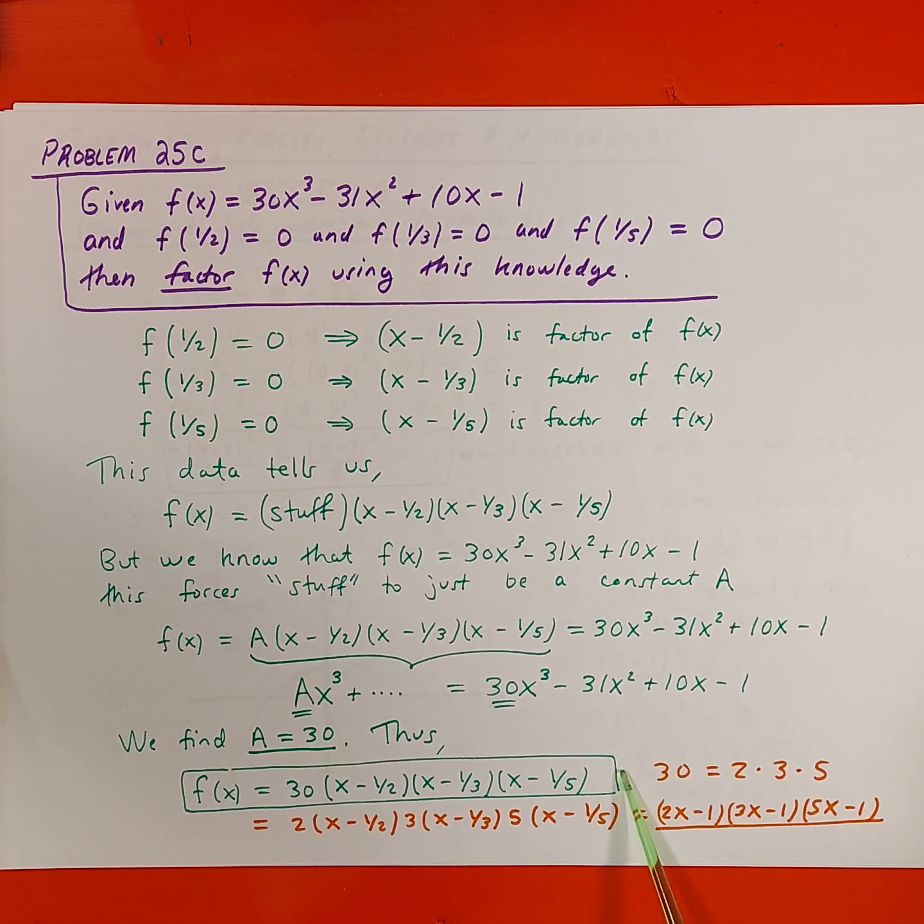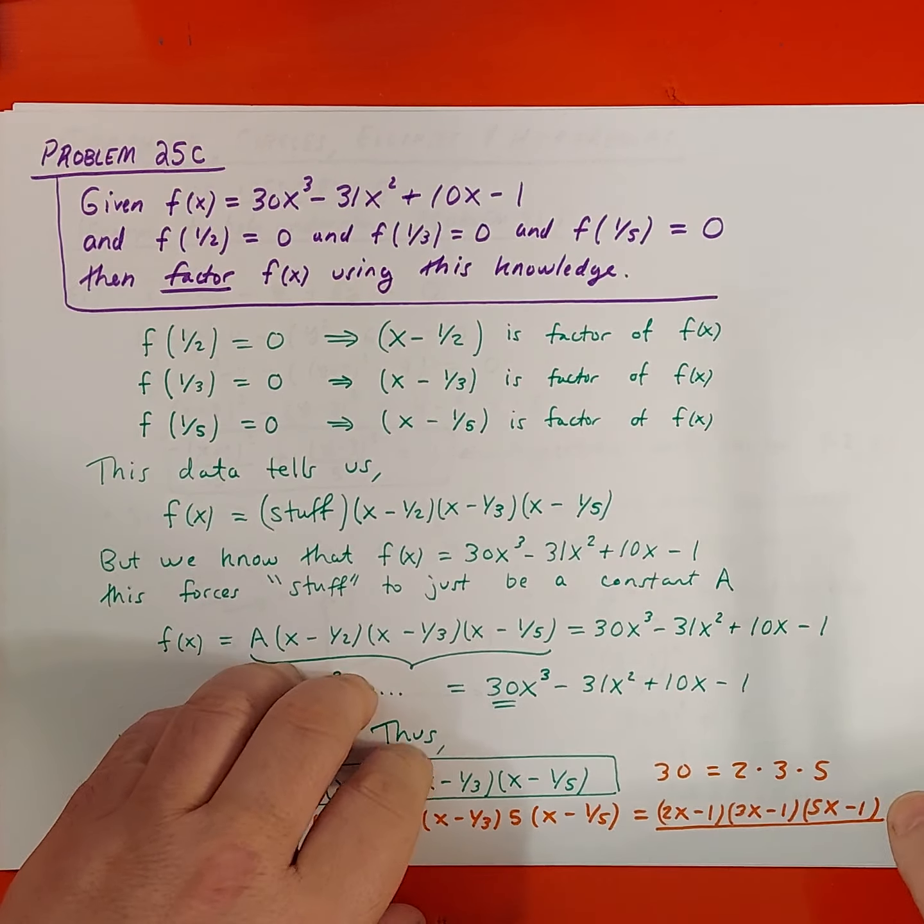And if you want, you can write 30 as 2 times 3 times 5, and you can multiply it through to get this alternative kind of pretty form of it, but what's in green is also good. So my apologies, I seem to have solved problem 25C for you. You can hopefully forgive me.